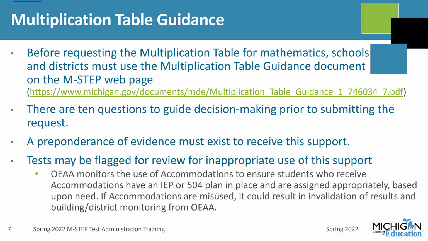There is a new multiplication table guidance document on the M-STEP webpage. You can follow this link or go to www.michigan.gov/mstep and go to the Supports and Accommodations section. As a reminder, the multiplication table accommodation is available for grades 4 through 7 only.